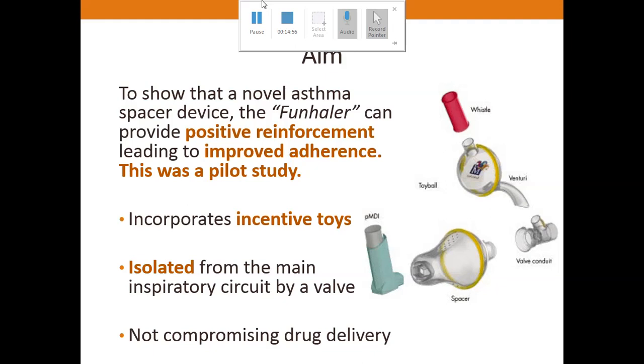It incorporated positive outcomes. So positive things, like there were toys on it. You can see a bit of a diagram there. It had the pressurized inhaler, the spacer, and then on top of that there was a whistle. As they were breathing out, the air would go through into the toy ball where things might bounce around. It's a bit more visually appealing, and then air would come out of a whistle.